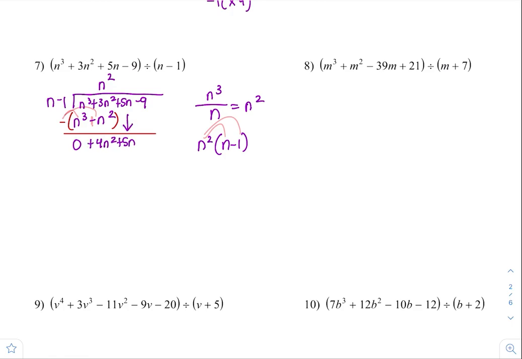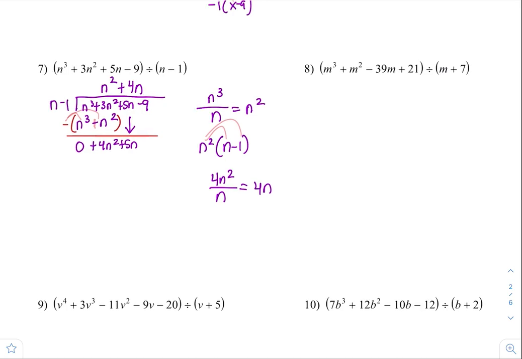We're going to drop the 5n, and then we start over, right? Step 2. What's the highest degree? Highest degree in the division symbol is 4n squared, divided by the highest degree on the outside, which is still n. 4n squared over n is 4n. So plus 4n on top.